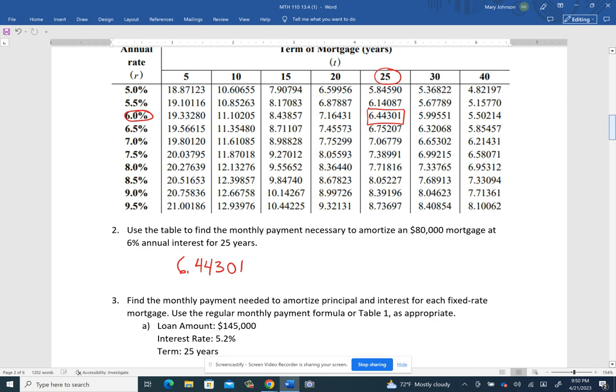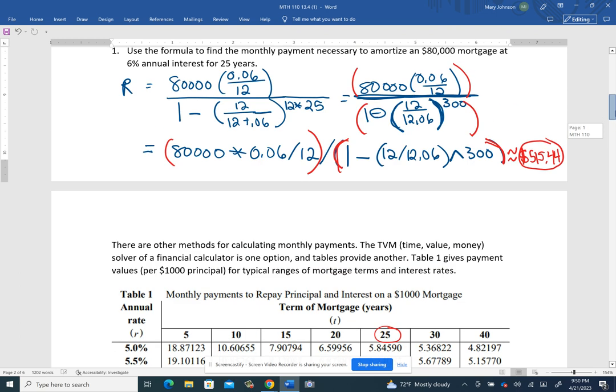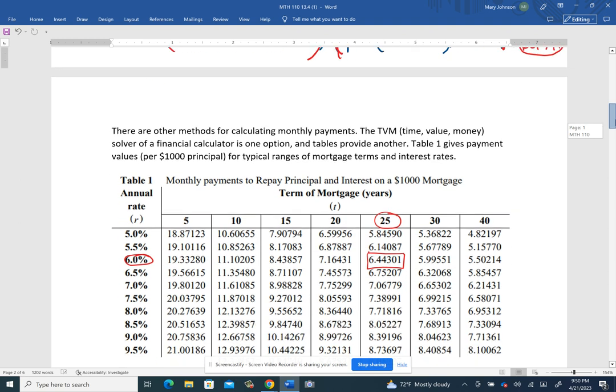Okay. But you're borrowing 80,000, right? So you're going to have to multiply that by 80. And then when you do, that turns out to be 515.44, okay, which is, as you notice, what we got back on the previous problem that we did using a formula, okay?